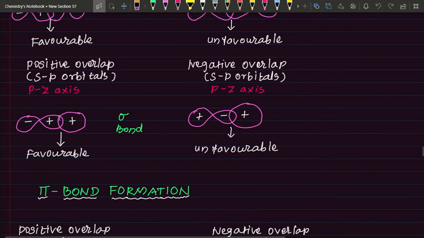This is the sp orbitals. Same thing here, pz axis and pz axis. This is the bond favorable, sigma bond. This is the bond unfavorable. Let's see again. Now we are going to move to pi bond formation.